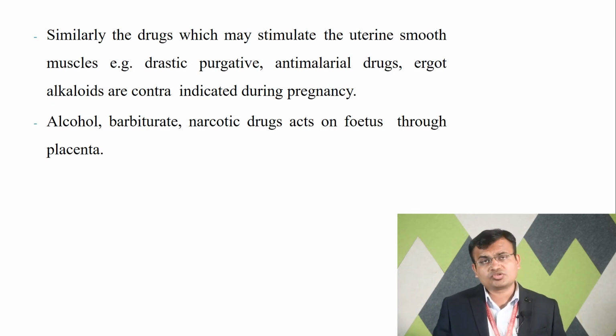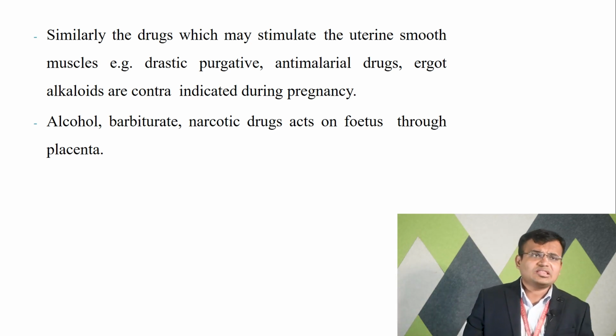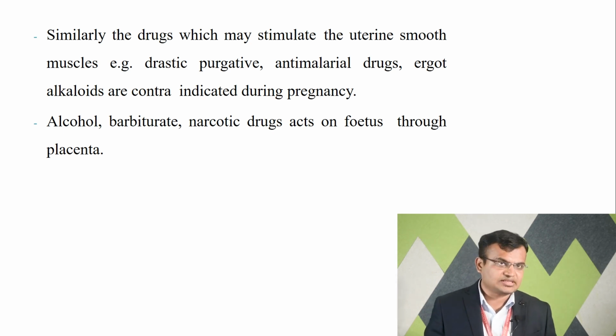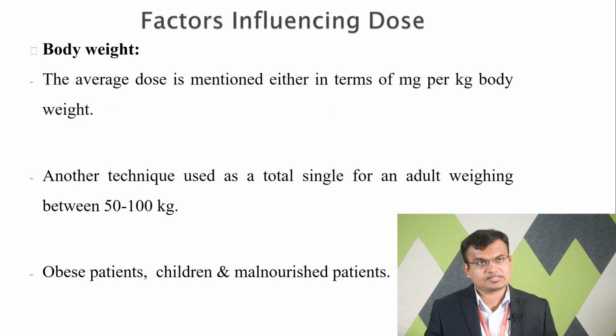Similarly, the drugs which may stimulate the uterine smooth muscles, such as drastic purgatives, anti-malarial drugs, and ergot alkaloids, are contraindicated during pregnancy. The reason is that they may interfere with the regular trimester activities. It may be the first, second or third trimester of the pregnancy. Other examples are alcohol, barbiturates and narcotic drugs. They also have an impact on the fetus through the placenta. Thus, another factor which affects the physiology is sex.